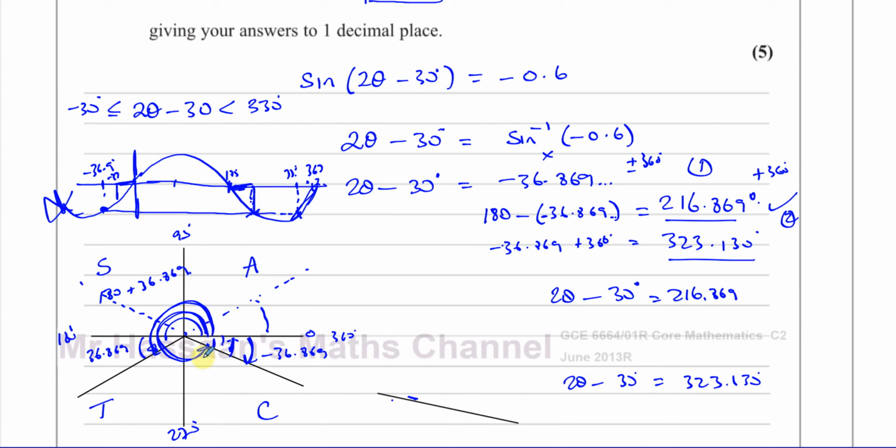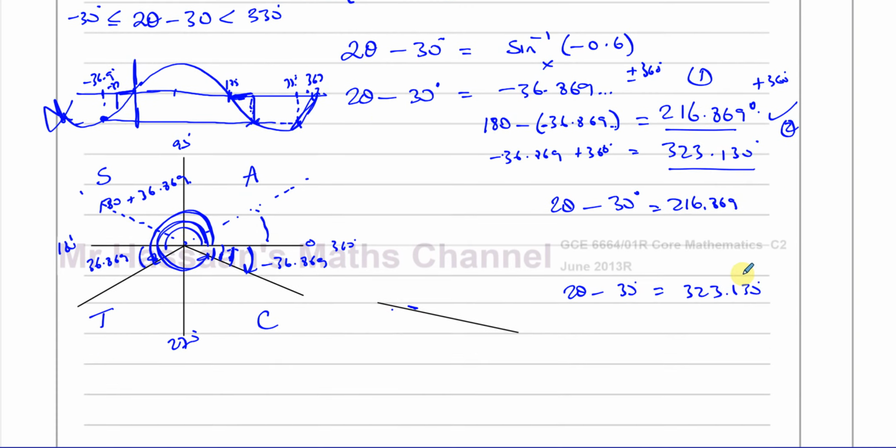So it's 360 minus this amount, which is 36.869. And that's the same as you get when you add 360 to this. You go all the way. If you add 360 to this, you're going to end up getting the same thing. Minus 36.869 plus 360 will give you the same as 360 minus 36.869. And you end up with 323.130. Those are our two angles. They're not our final answers because we have to now find what theta is.